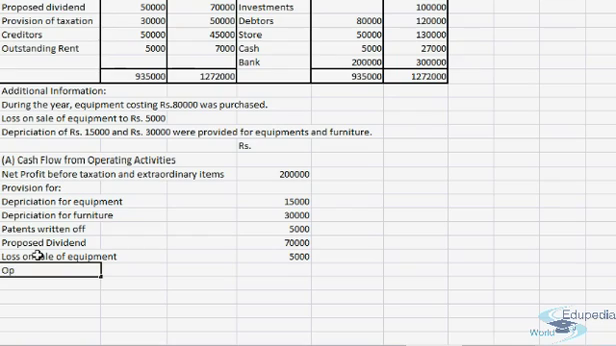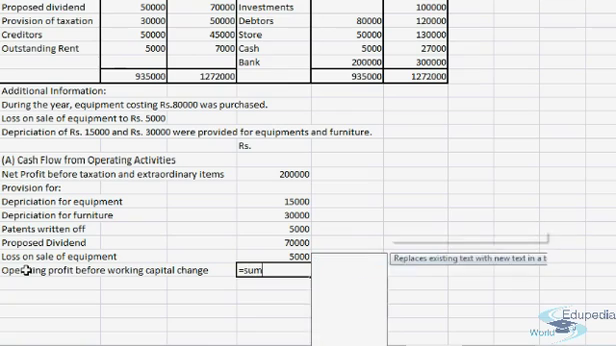Now we have to check for operating. Working capital changes would be incorporated here. So before that, I'll write operating profit before working capital change. Okay, so let me just total the amount.